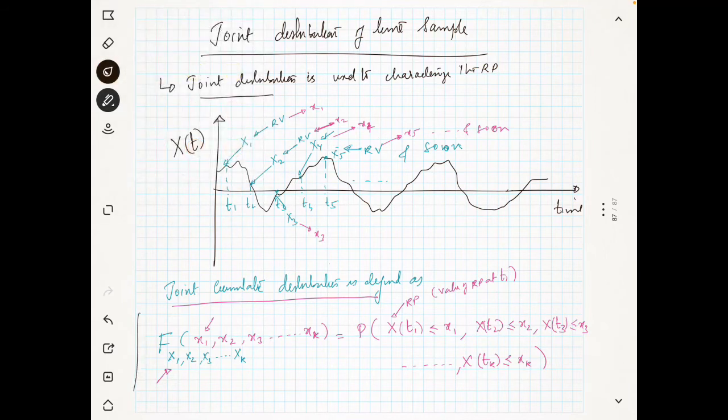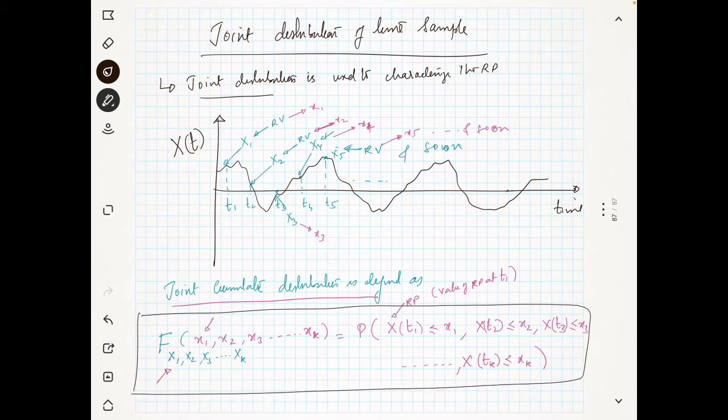So the joint distribution definition is almost the same as in the previous case that we discussed for random variables, but here you have X of t1, X of t2, X of t3. That's the difference. The value at a particular time t1 is less than or equal to x1. That is the joint distribution, and we can define the corresponding PDF also. The joint PDF can be defined as f of x1, x2, up to xk.